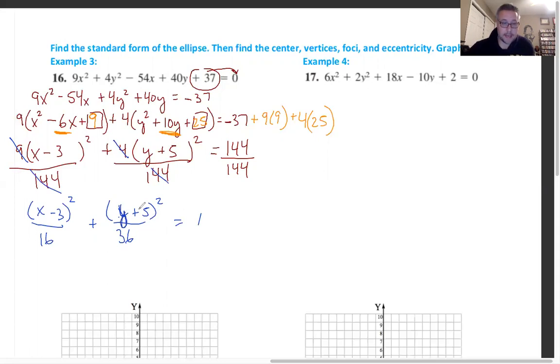That is the standard form of the equation of an ellipse. The bigger denominator is always a squared. The smaller one is b squared. I'm going to attempt to move the screen up right now and we'll graph it. We've got everything right at the tips of our fingers now to graph it and find out the particulars.